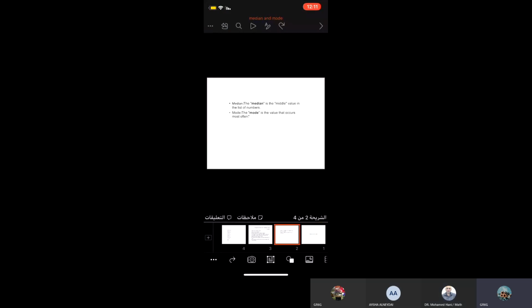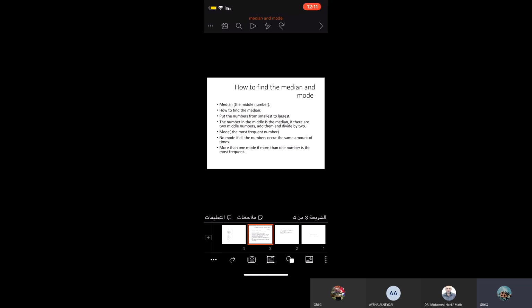Median and mode. What is median and mode? The median is the middle value in the list of numbers. The mode is the value that occurs the most often. How to find the median and mode? Median, the middle number. How to find the median? Put the numbers from smallest to largest. The number in the middle is the median. If there are two middle numbers, add them and divide it by 2.